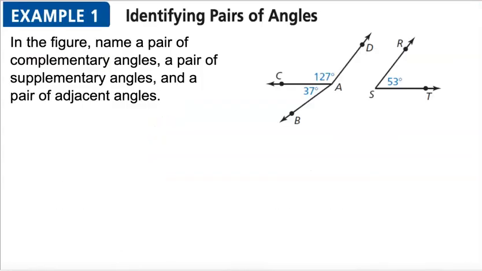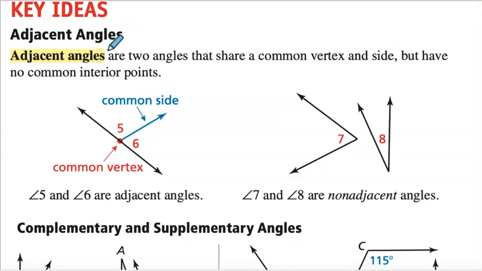All right, so I'm going to jump a few slides. So first, a couple definitions. Adjacent angles: two angles that share a common vertex but have no common interior points. So in a nutshell, what does that mean? Pretty much, two adjacent angles are two angles that are going to be right next to each other.